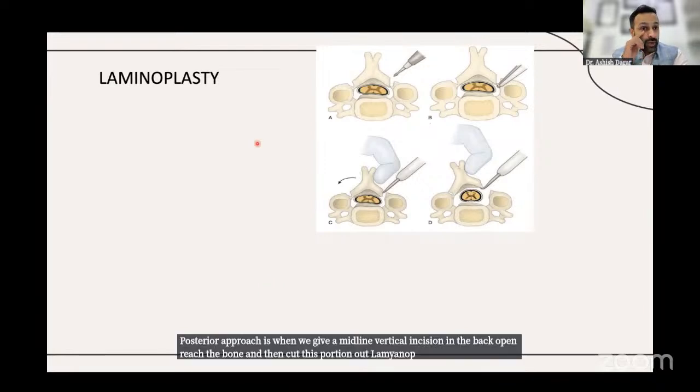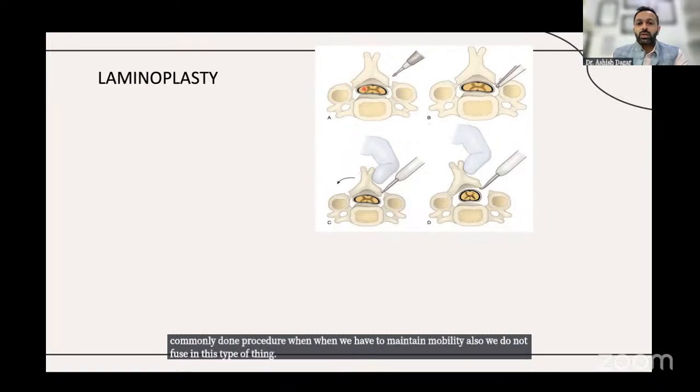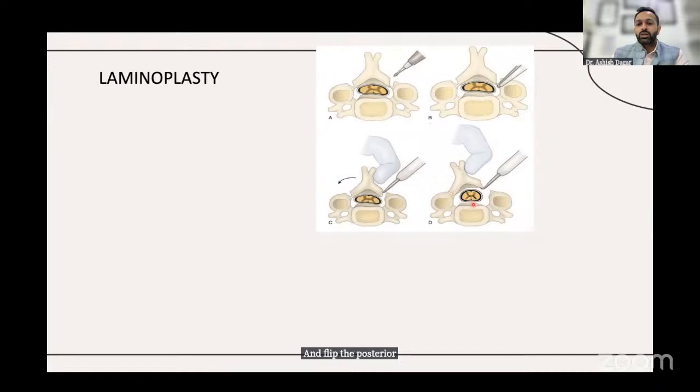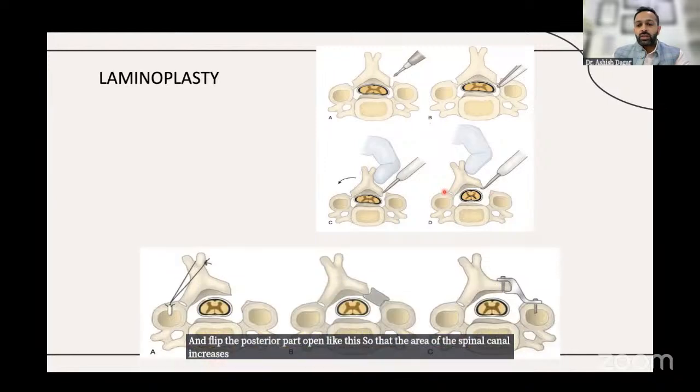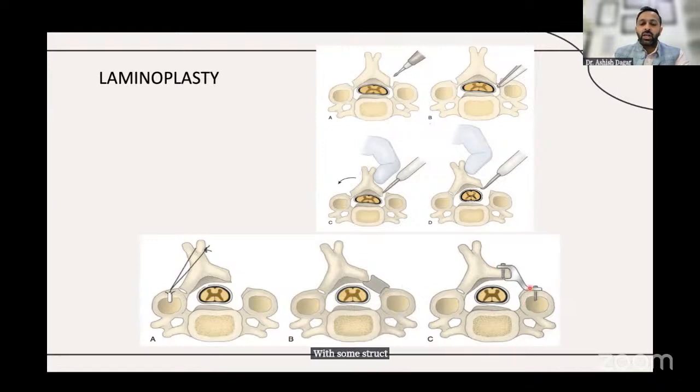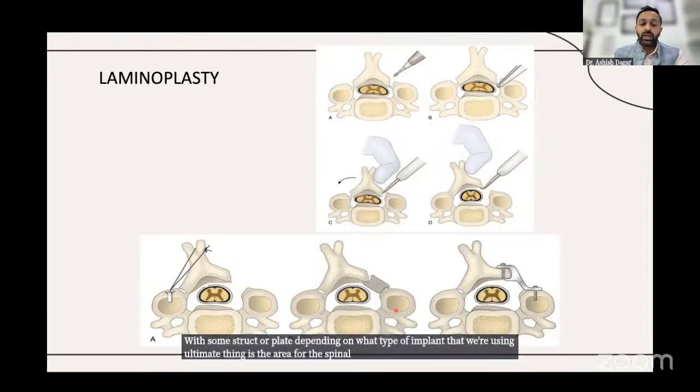Laminoplasty is one of the fairly commonly done procedures when we have to maintain mobility also. We do not fuse in this type of surgery. What we do is we cut the bone on both sides and flip the posterior part open like this, so that the area of the spinal canal increases. The lifted portion can be held with wires, with some strut or plate, depending on what type of implant we are using. Ultimate thing is the area for the spinal canal or spinal cord increases.